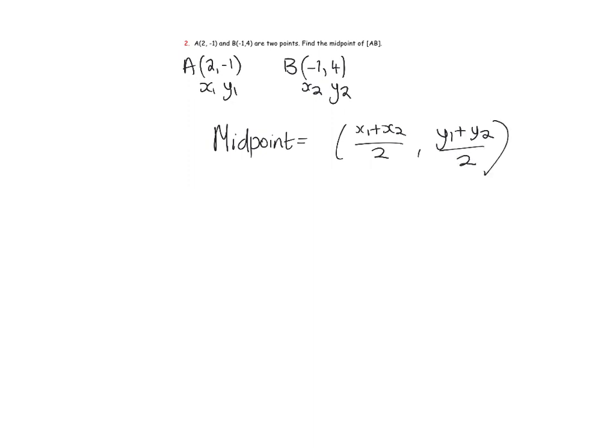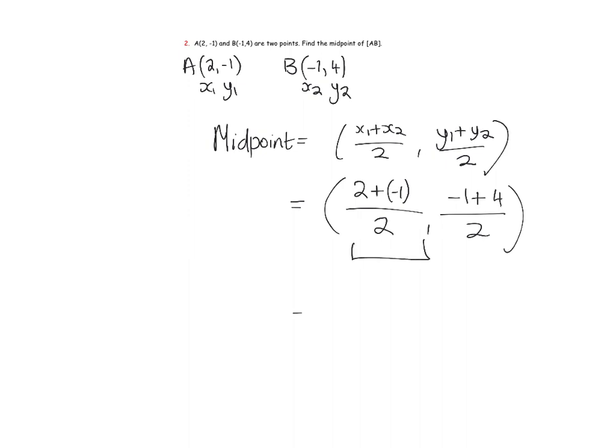Then all we have to do is fill it in. So x1 is 2 plus -1, over 2. And then we have y1, which is -1, plus 4, over 2. Now we just type this part into our calculator, and when we do, we get a half. Always leave it as a fraction. Don't leave it as a decimal. And then when we type the second part into our calculator, we get 3 over 2. And then we've found the midpoint of AB. It's (1/2, 3/2).